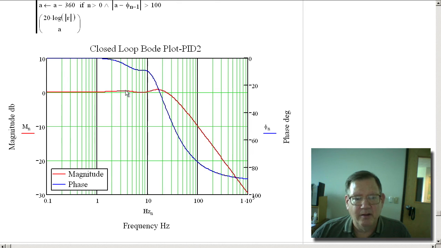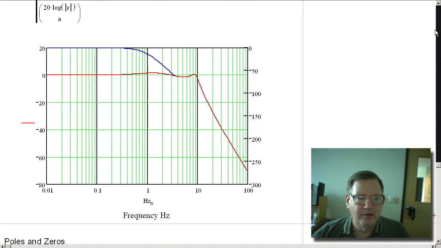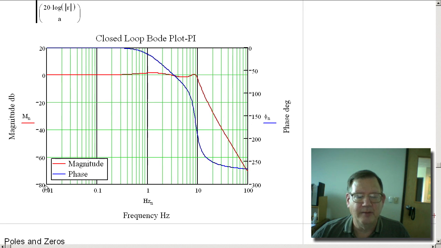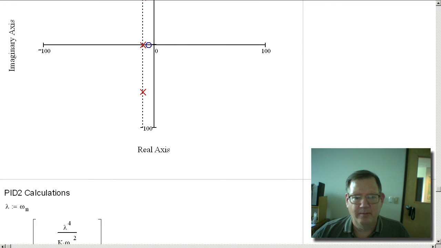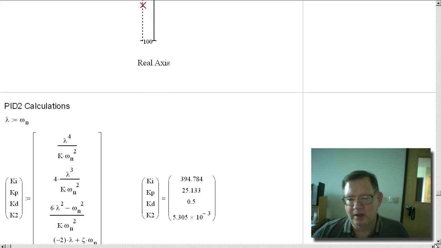And this, at first glance doesn't look any better, but you got to remember this is 0 to minus 100 instead of 0 to minus 300, and this is 10 to minus 30, whereas this one is 20 to minus 80. So if I were to plot these on the same scale, the second derivative gain would look a lot better.